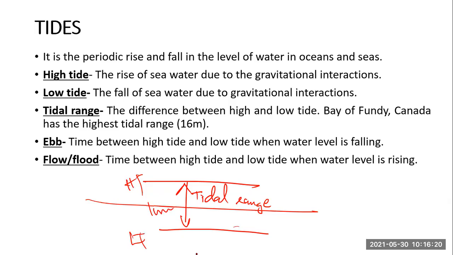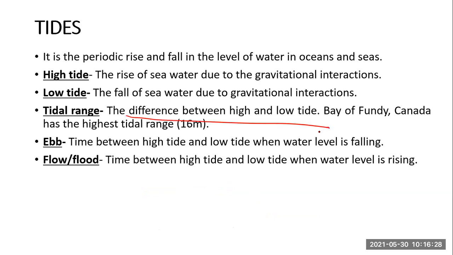Assume that the difference is 1 meter. Then that 1 meter will be the tidal range of that particular location. So the difference between high tide and low tide is what we call the tidal range.